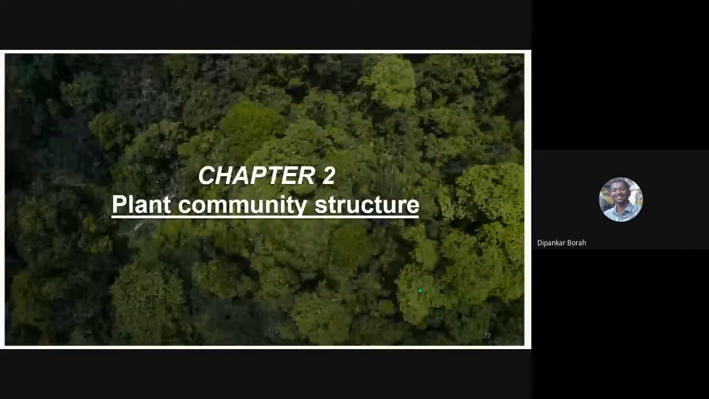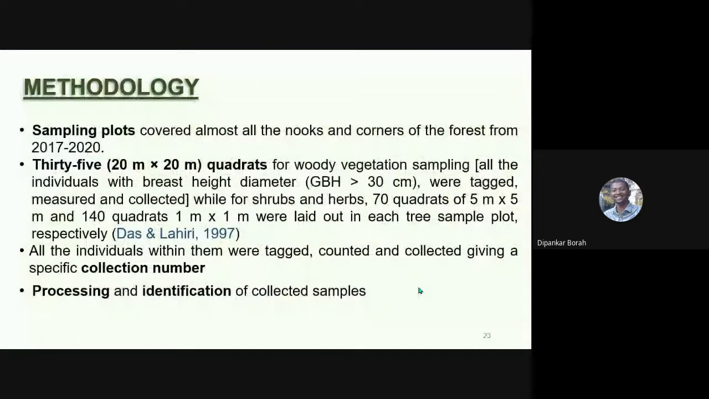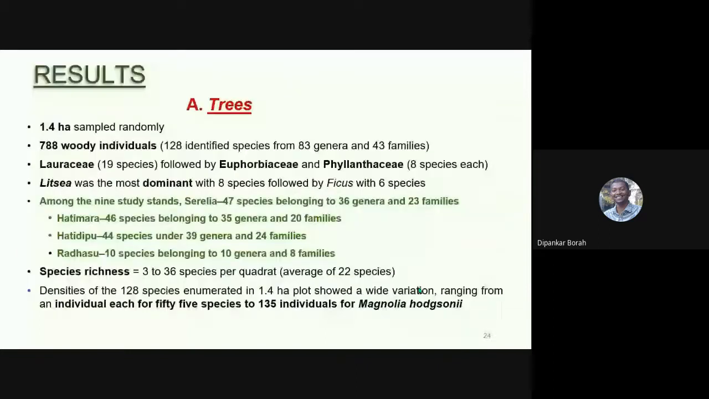Coming to the second chapter, that is plant community structure. Sampling plots are laid throughout the forest. 35 20-meter square quadrats are laid for trees, 75 5-meter square quadrats for shrubs, and 140 1-meter square quadrats for herbs within the tree plots. The specimens were then tagged, measured, counted, and collected, which was then processed further. 1.4 hectare area was sampled randomly. 788 woody individuals were measured and collected, belonging to 128 species, 83 genera and 43 families.